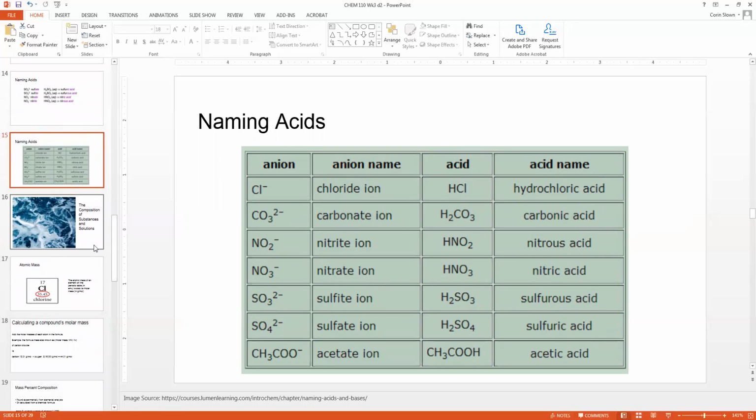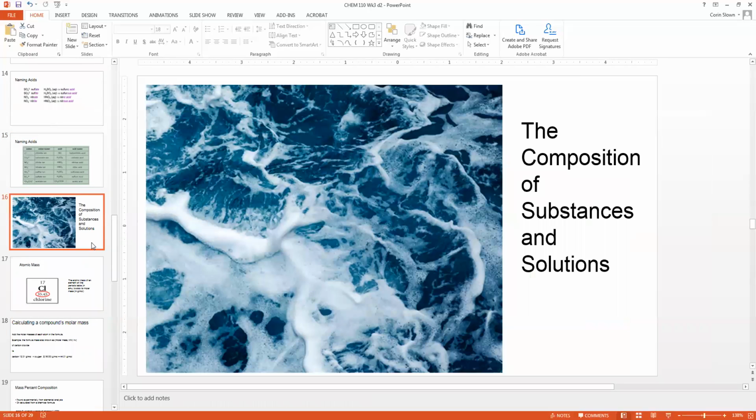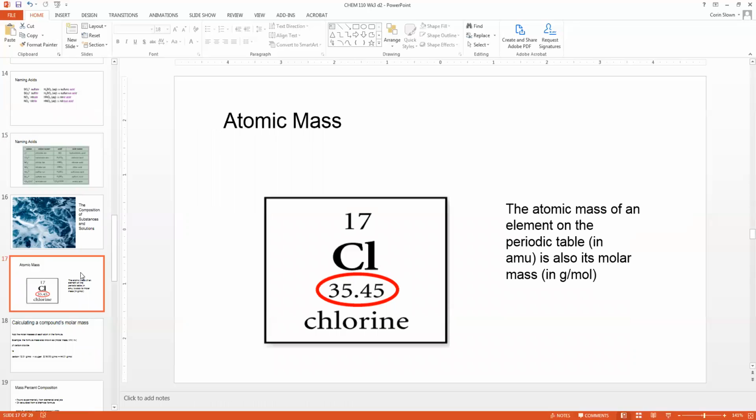on Wednesday next week. So if we think about transitioning to chapter 3, this is the composition of substances and solutions. We have a couple of things we want to review. We want to review how we find atomic mass. So on your periodic table, you should be able to find the atomic mass for chlorine. And remember that molar mass is reported in grams per mole.